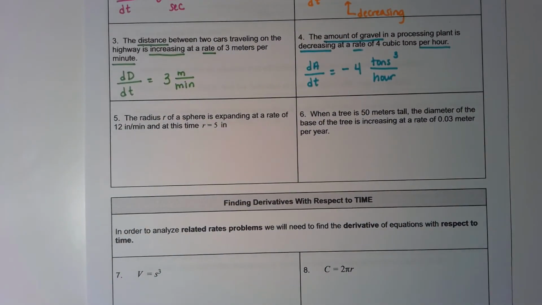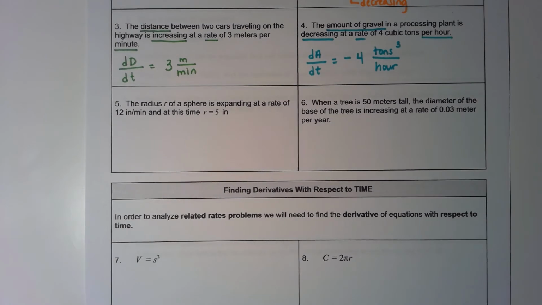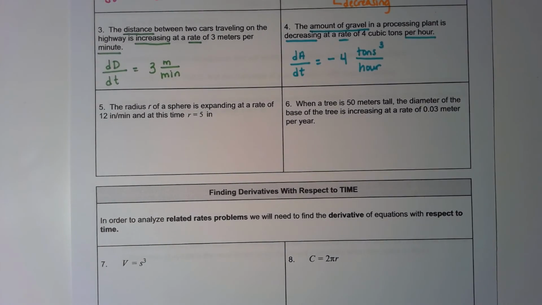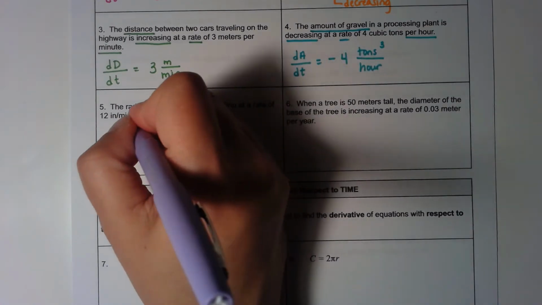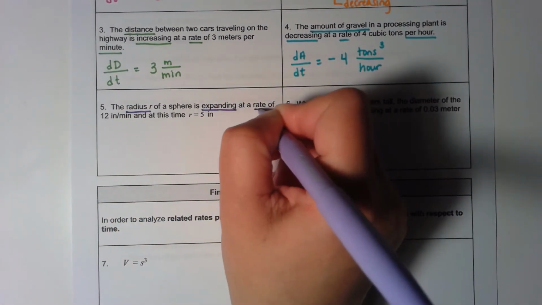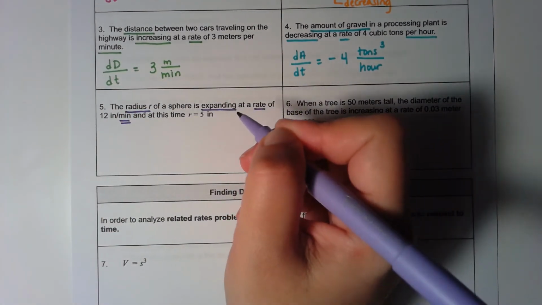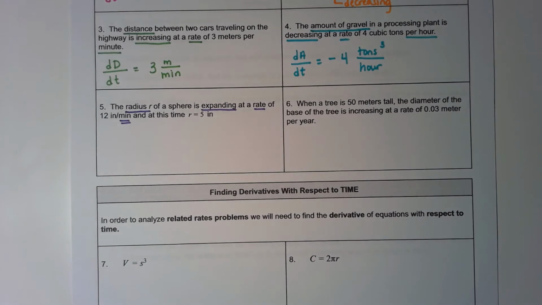Next, we're going to say the radius of a sphere is expanding at a rate of 12 inches per minute. So the radius of a sphere, R, is expanding, so it's getting bigger, at a rate of 12 inches per minute. And at this time, R is equal to 5 inches.